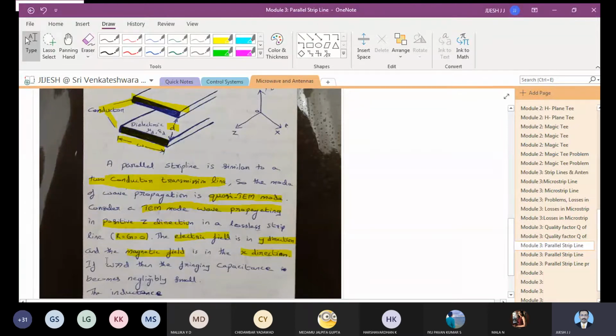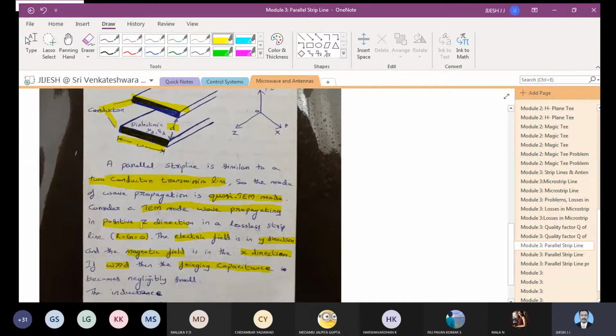If W is greater than D, the fringing capacitance, one of the capacitances that gets generated, becomes negligibly small. So you have to keep W much higher compared to the dielectric material placed between the two conductors. Then the fringing capacitance can be small.